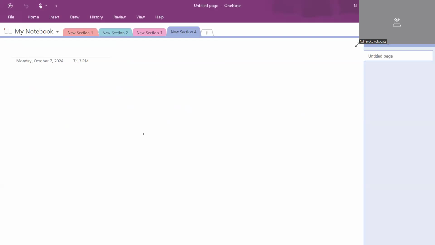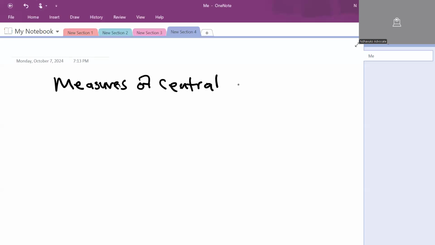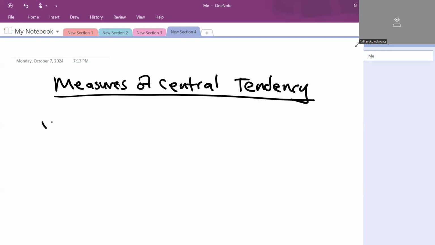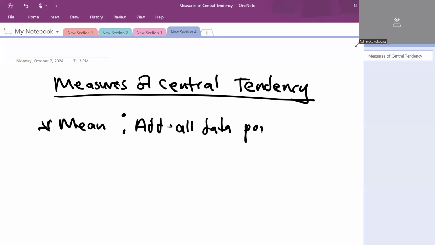Let's start with the mean. These are the measures of central tendency. You must pay much attention here. So the mean, when you calculate the mean, the first thing you must do is add all data points. You add them.